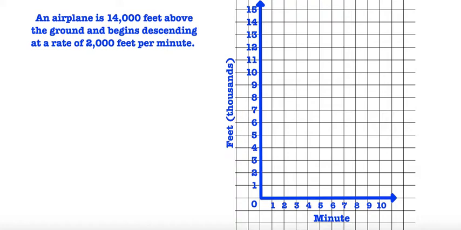So if our airplane is at 14,000 feet, that's our y-intercept, so that's the first point that I'm going to plot. And it begins descending at a rate of 2,000 feet per minute. So we go down 2,000 feet in 1 minute, down 2,000 feet in 1 minute, and so on. And you'll start to see a pattern here. And after you've done that, you could just draw your line through your points. I'm going to try my best to make it straight.